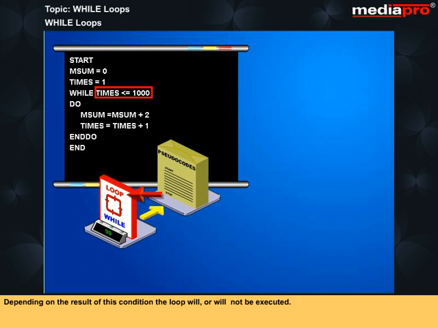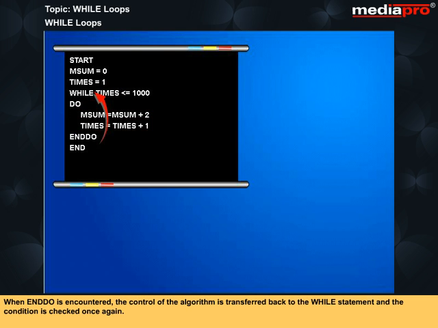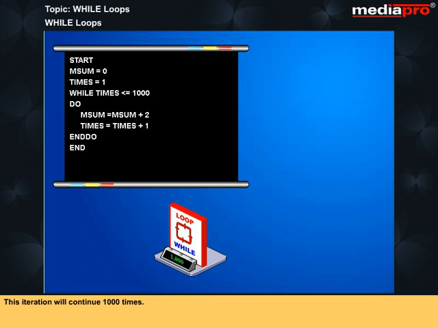Depending on the result of this condition, the loop will or will not be executed. The first time, times is equal to 1, so the check proves to be true, and the two statements within the do and end-do construct are executed. When end-do is encountered, the control of the algorithm is transferred back to the while statement and the condition is checked once again. This iteration will continue 1,000 times.